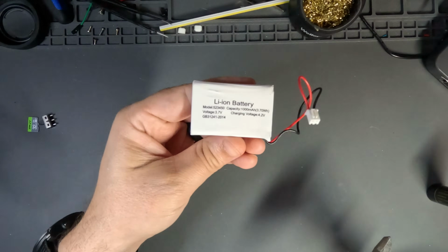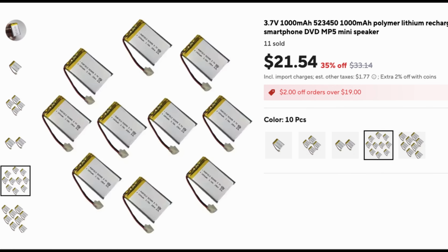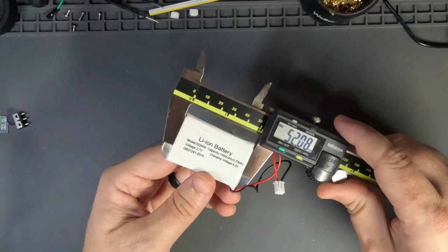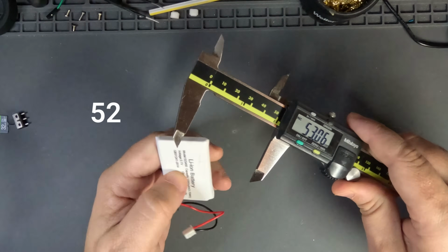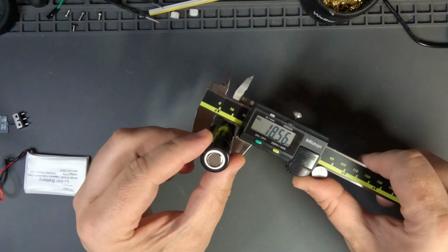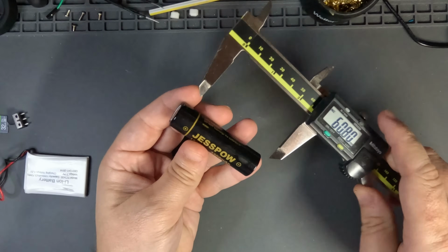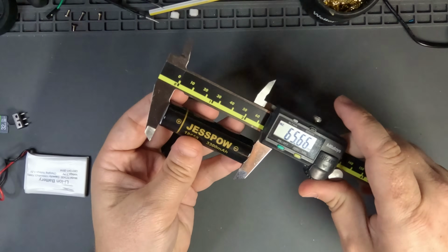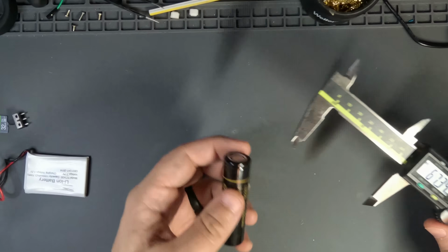I chose this 523450 battery with 1000 milliamp capacity. If you buy 10, they are $2 each. The numbers in the battery actually tell you the size. In this case, 52mm by 34mm by 5mm tall. If you've ever heard of an 18650 battery, which are used in everything from vapes to Teslas, they are named the same. They're 18mm in diameter and 65mm long.